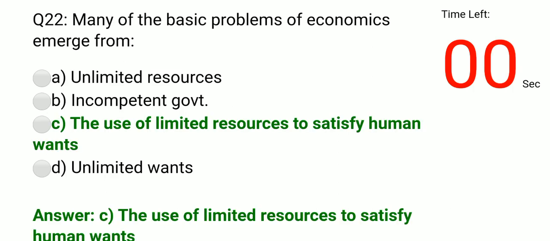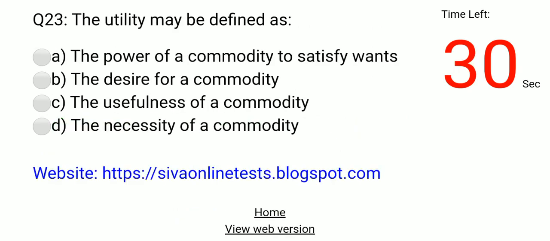Answer. C. The use of limited resources to satisfy human wants. Question 23. The utility may be defined as. Options. A. The power of a commodity to satisfy wants. B. The desire for a commodity. C. The usefulness of a commodity. D. The necessity of a commodity.